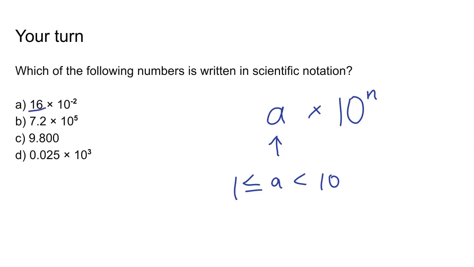16 is greater than 10, so that's not going to work. C does not work. And for D, 0.025 is less than 1, so that's not going to work. Here, 7.2 is greater than or equal to 1 and less than 10. And 5 is an integer. So the answer is B.